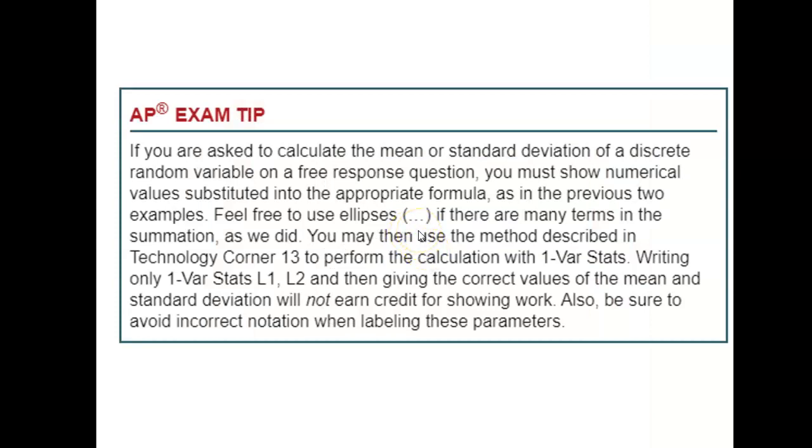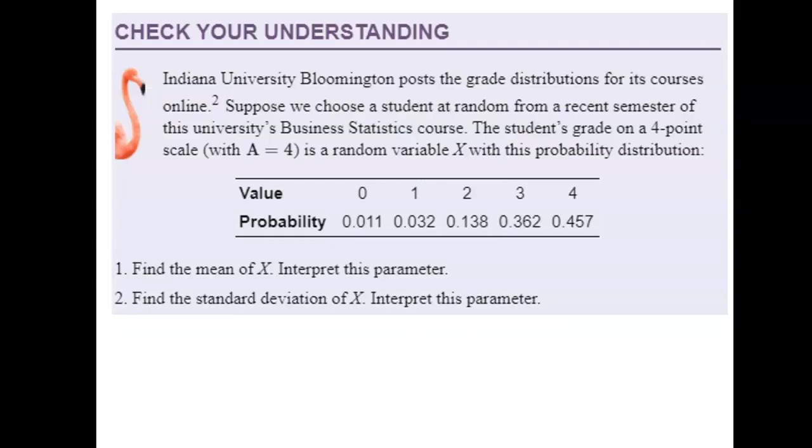Nice. All right, exam tip. If you're asked to calculate the mean or standard deviation of a discrete random variable in a free response question, you must show the numerical values substituted into the appropriate formula. As in the previous two examples, feel free to use those ellipses, so dot, dot, dot, so you don't have to write them all out. You may then use a method described in the technology corner to perform the calculations with one variable stat. Writing only one variable stat, L1, L2, and then saying here's the values is not going to get you credit. Also, be sure to avoid incorrect notation, so that's really key. Sometimes kids will just use the x bar because that's what the calculator says. No, it's mu sub x, so watch your notation.